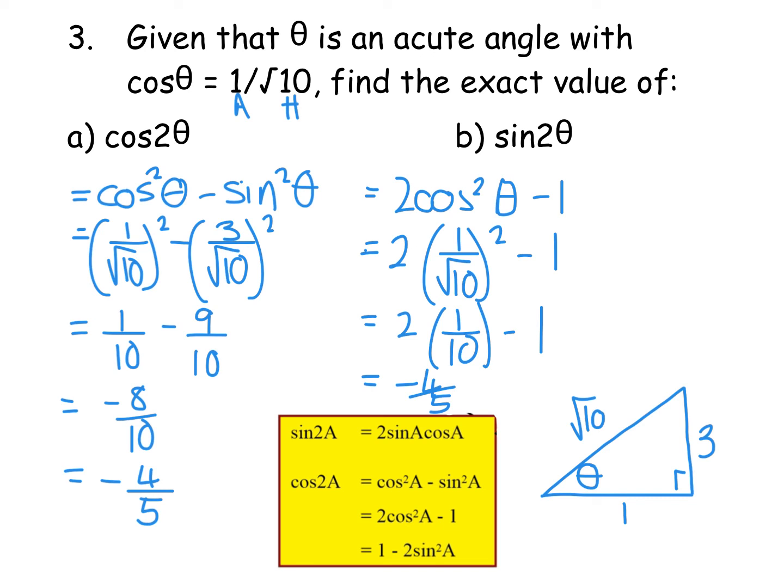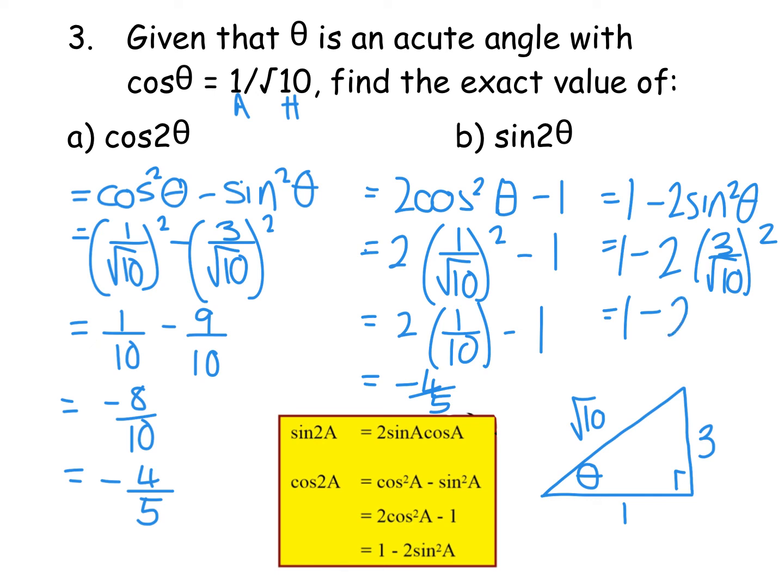And then at this point we could do the same again with the other one. We could do the sine one, which is 1 minus 2 sine squared theta, which would be 1 minus 2 times 3 over root 10 all squared, which would be 1 take away 2 times 9/10, which would be 1 take away 18 over 10, or 9 over 5. And think about 1 as being 5/5. 5/5 take away 9/5 is minus 4/5.